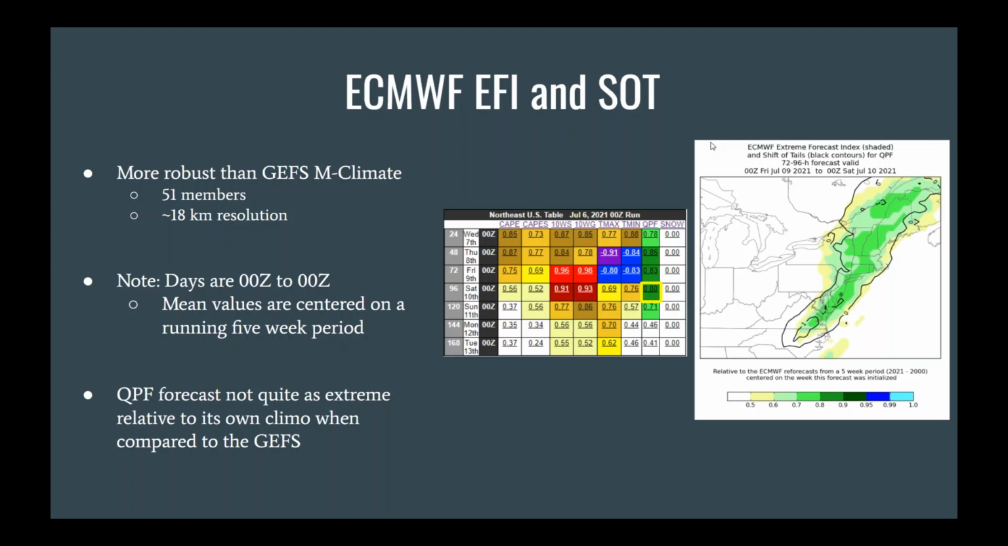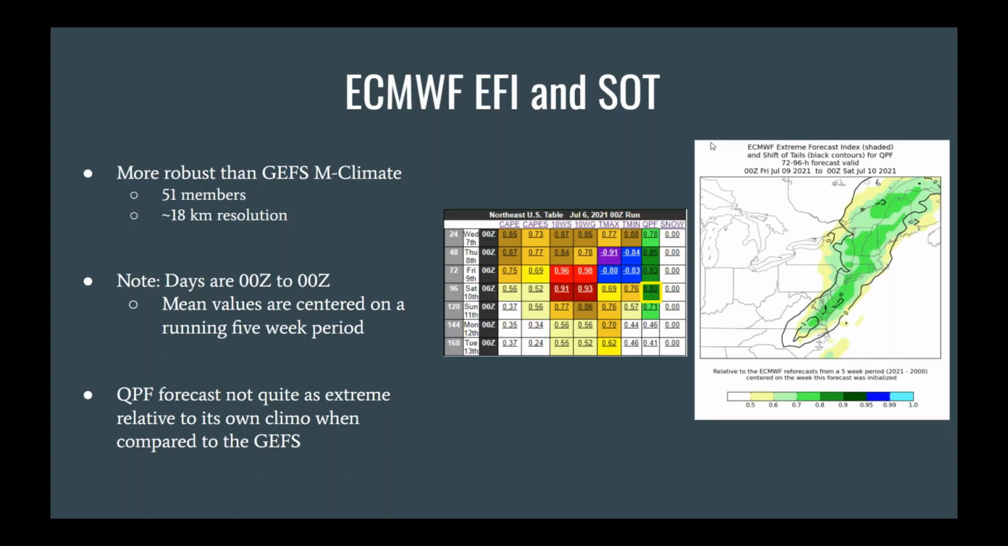And it's a little different because, as Andy mentioned earlier, its mean value is centered on a running 5-week period. So in this example on the right, you'll see, or the table there, it's got a 0.8. So it's near the upper end, but it's not quite as extreme compared to its own climatology as the GEFS was. And if you look at the image on the right, you can see that in the values there, with the lighter green color being 70 to 80 as far as the percentile goes. And there's a few spots where the shift of tails and the black contours are around 1.